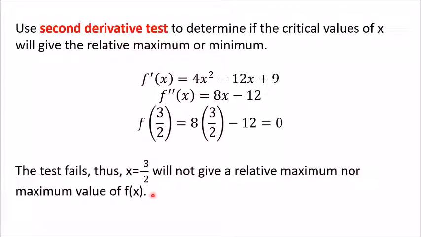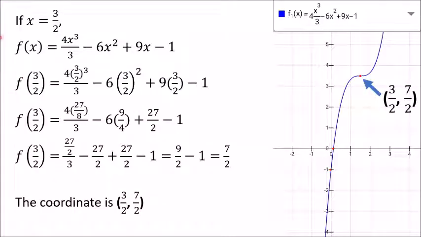So yan. Test fail. Pero okay pa rin. Although pwedeng hanggang dito na lang yung test kasi failure nga. But we still need to get the coordinate of this critical value or critical point. So getting the coordinate, substitute lang natin yung critical value na x equals 3 over 2 dun sa ating original function or given function, which is this one.